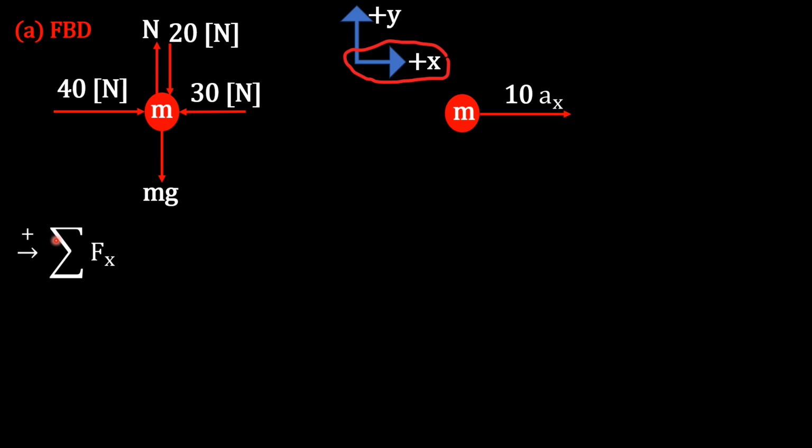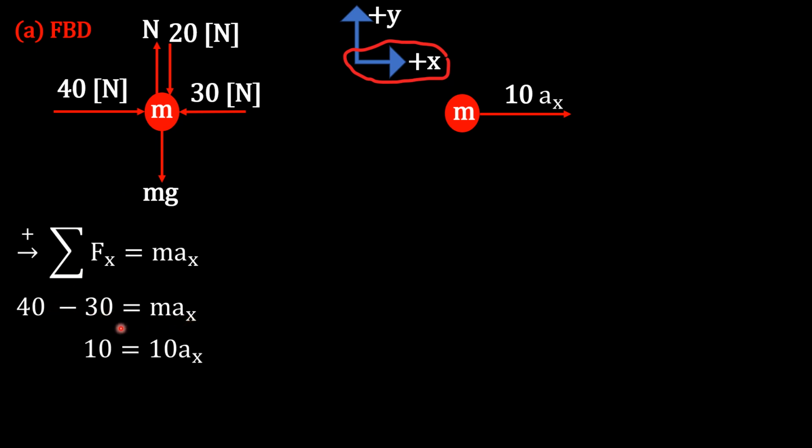Now the sum of the forces in the x direction will equal mass times acceleration in the x direction. Now again, we are not considering the forces in the y direction because there is no movement in the y direction. Also, we don't have a force of friction, because there is a relationship between the force of friction and the vertical forces. So the external forces applied on the object is 40 minus 30 equal mass times acceleration.